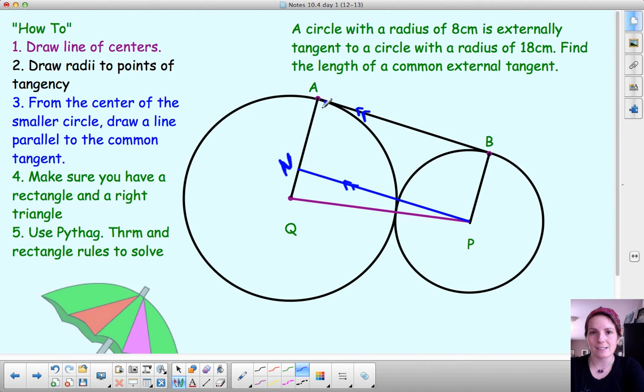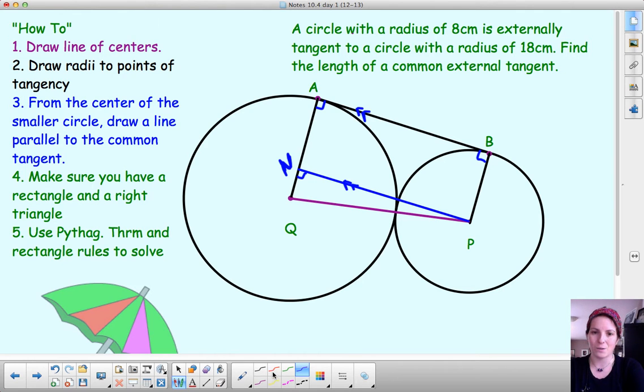And since we know that angle A is a right angle, and angle B is a right angle, right? Tangent to a radius makes a right angle, and we've got parallel lines. Now we have a rectangle, and we also have down here in this corner a right triangle. So we connected the line of centers, and then we constructed a rectangle. Now we need to use our Pythagorean theorem and our rectangle rules, and we'll be able to solve this.